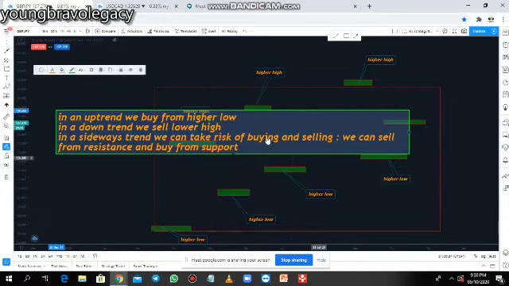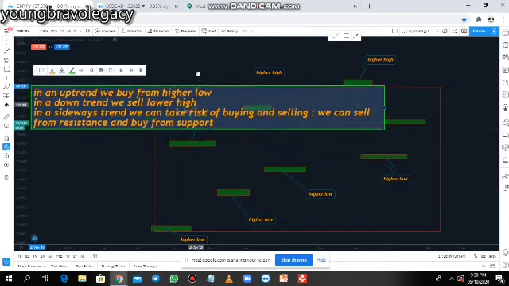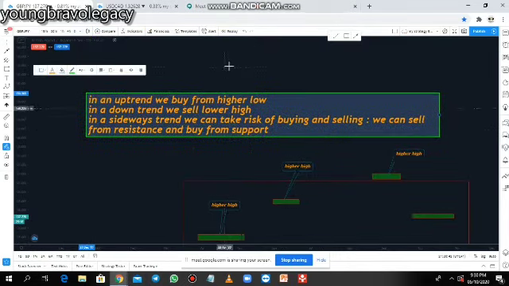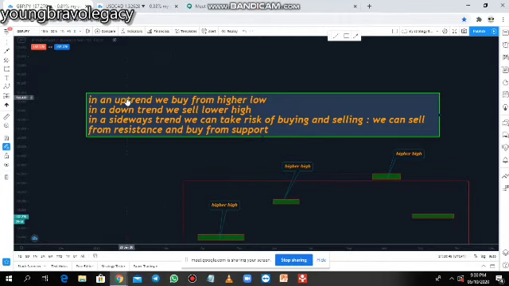Now see the way I'm breaking this chart down. Look at what we have here, guys. In an uptrend we buy from the higher low. In a downtrend we sell from the lower high. In a sideways trend we can take the risk of buying and selling. We can sell from resistance and buy from support. Now let's deal with the uptrend.